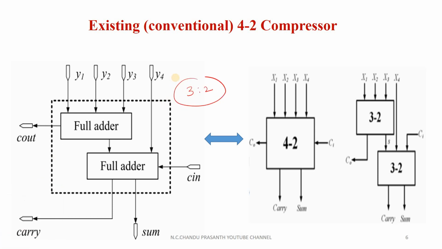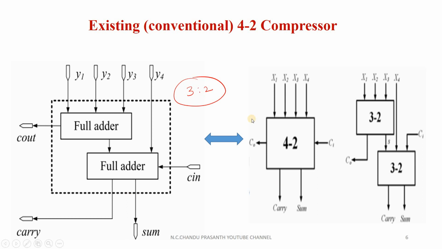So the cascading of 2 3-2 compressors will give you a 4-2 compressor. It has the inputs x1, x2, x3, x4 and cin, and outputs sum, carry and cout. So it is the existing conventional 4-2 compressor, generally used in the multiplication process. We are modifying this architecture somewhat.